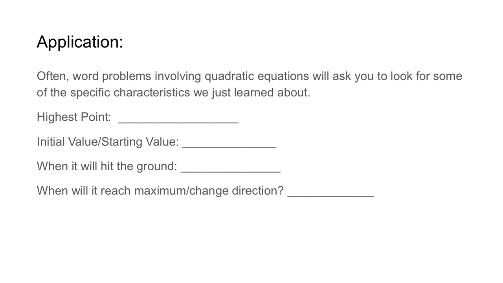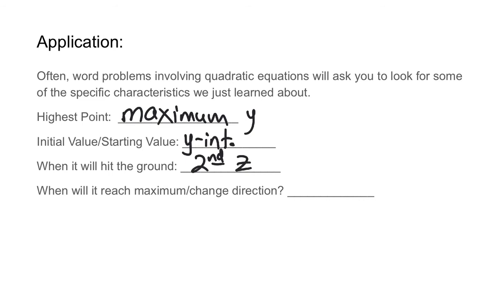If they ask you for the highest point, they're asking you for the maximum y value. If they ask you for the initial value or the starting value, they're asking you for a y-intercept. If they ask you when it will hit the ground, they're asking you for the second 0. If they ask when will it reach the maximum or when will it change directions, they're asking you for the vertex.